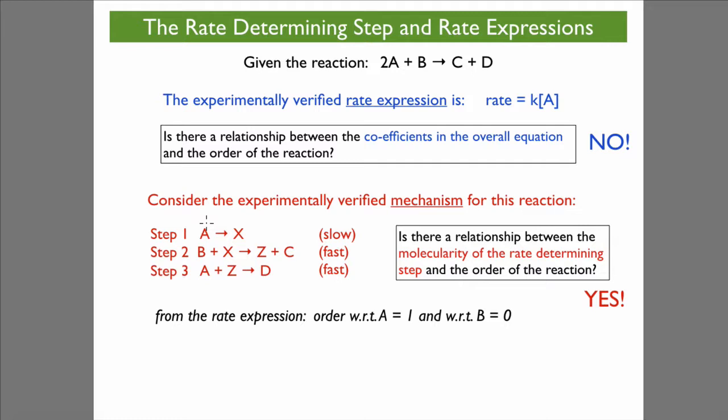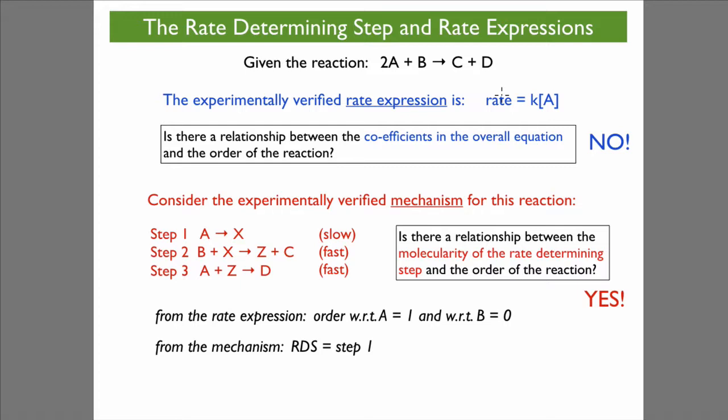In the rate expression, the order with respect to A is 1, and the order with respect to B is 0. B does not exist in the slow step, and so it will have no effect on rate, and so you wouldn't include it in the rate expression. That makes sense, right?